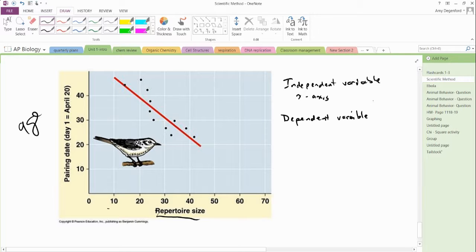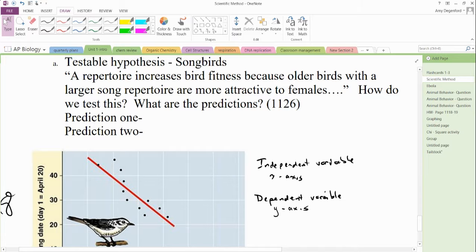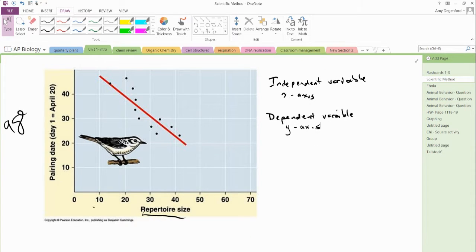So the dependent variable, which in this case is how long it takes them to find a mate, the pairing date, is on the y-axis, and that's going to be true for the vast majority of graphs that we do where we're looking at the independent variable and dependent variable. Notice as the repertoire size goes up, so that means they have more songs, more variations of their songs, then the pairing date goes down, which means that it takes them less time to find a mate. And that would support the hypothesis, if we go back up here, that would support the idea that they're able to get the females to be interested in them. They don't have to take a long time to get a mate.